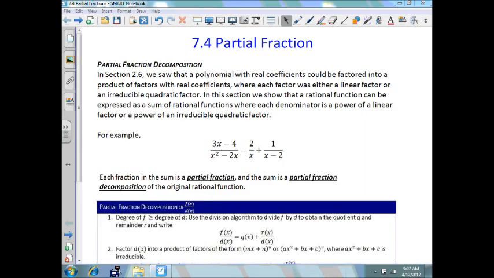Now, for example, (3x minus 4) divided by (x squared minus 2x) you can rewrite as 2 over x plus 1 over (x minus 2). Each fraction in the sum is a partial fraction, and the sum is a partial fraction decomposition of the original function. In this section also, you're going to need your calculators, and we're going to show you a couple different ways to do these partial fraction decompositions.